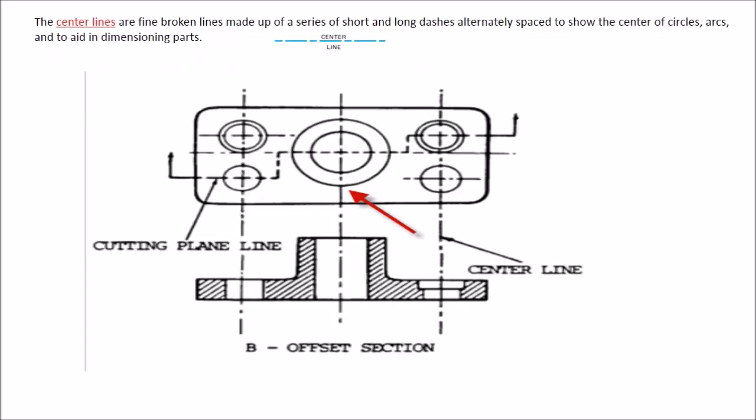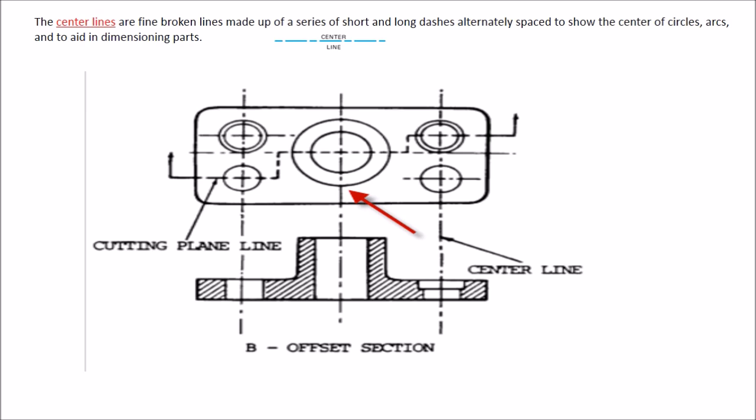The next one we'll discuss is the center line. And the center line is a fine broken line made of a series of short and long dashes alternately spaced. And the purpose of the center line is to show the center of a circle or arc and to aid in the dimensioning of these parts.